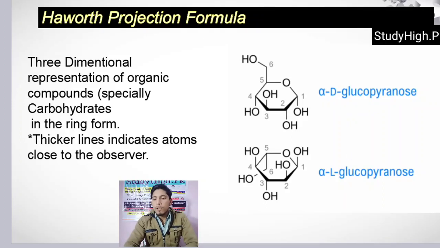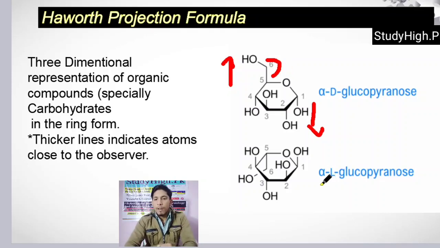Why is it alpha D glucopyranose? First of all, why alpha? Because this hydroxyl group is projected downward, and this, carbon number 6, is projected upward. Both are in trans form. That's why we say it is alpha. Second, it is D, because this carbon 6 is projected from that side, which shows that in the Fischer projection it is on the right side.